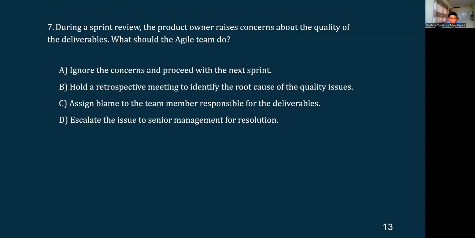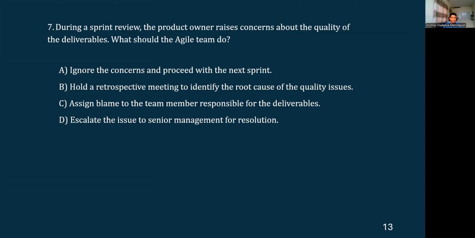And looking at the second option, hold a retrospective meeting to identify the root cause of the quality issues. Yes, this could be an approach that should be followed. What sort of quality concerns are being raised by the product owner, and what kind of approaches by the team have resulted in these quality concerns should be checked in the retrospective meeting, and identify the root cause analysis so that those quality issues can be addressed. So that could be a probable approach.